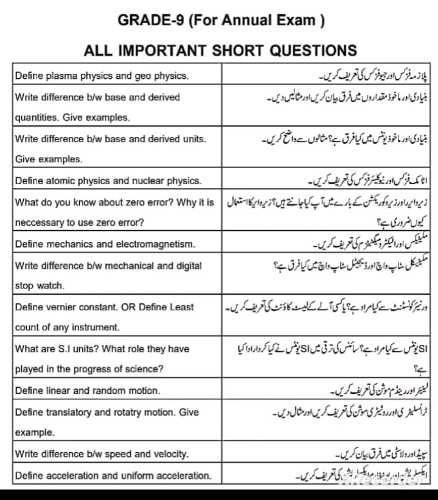Next is define linear and random motion. Next question is define translatory and rotatory motion. Give example. What is the difference between the speed and the velocity? And the next is define acceleration and uniform acceleration.